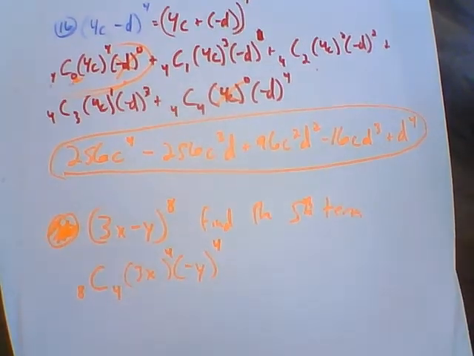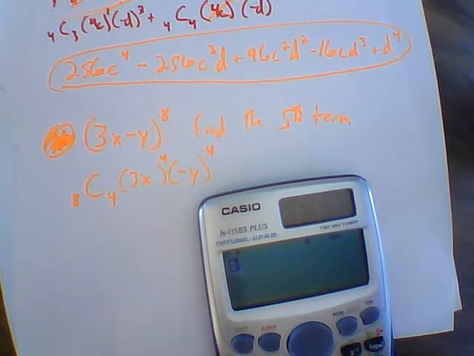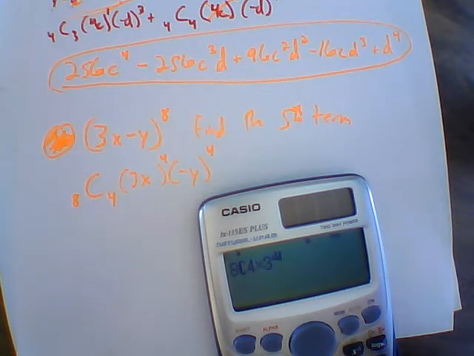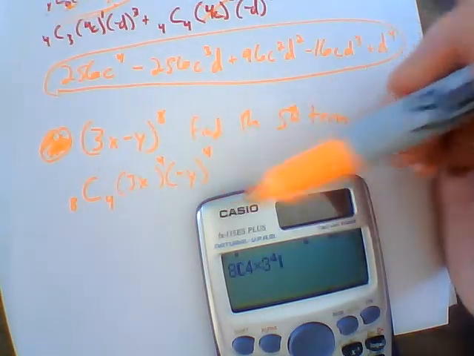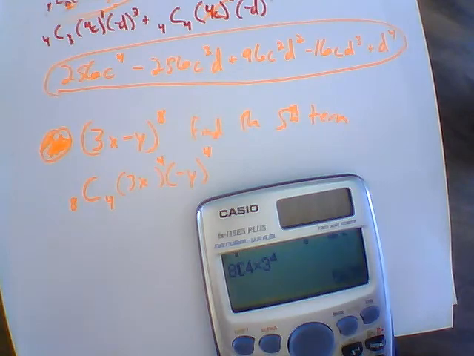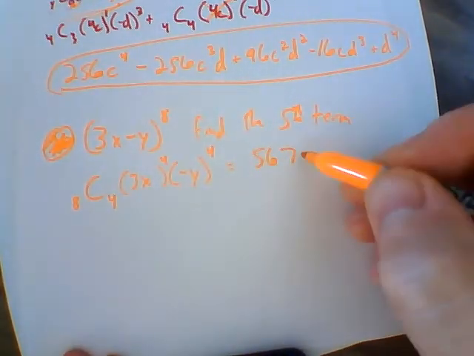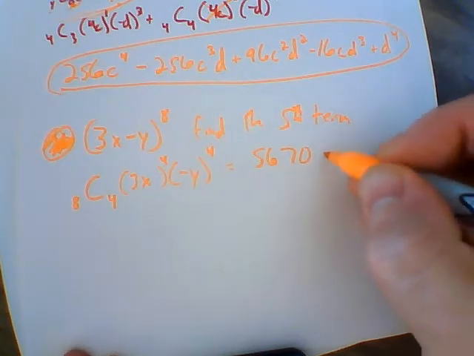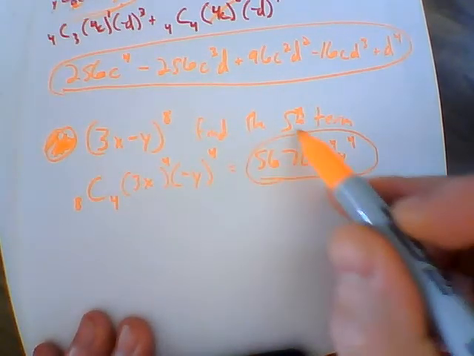So what I would do now is come to my calculator. I would take 8 combination 4, multiply by 3 to the 4th power, and then I would multiply by a negative 1 to the 4th, which is a positive, so I'm going to type that into my calculator. So I see that I have 5,670 x to the 4th, y to the 4th. And then I'm done. That's it. I was able to find this fifth term.